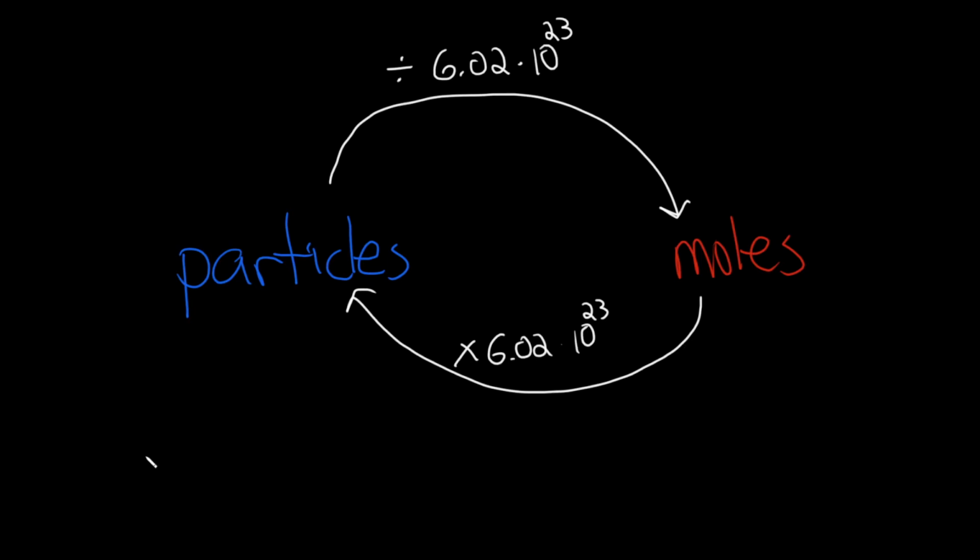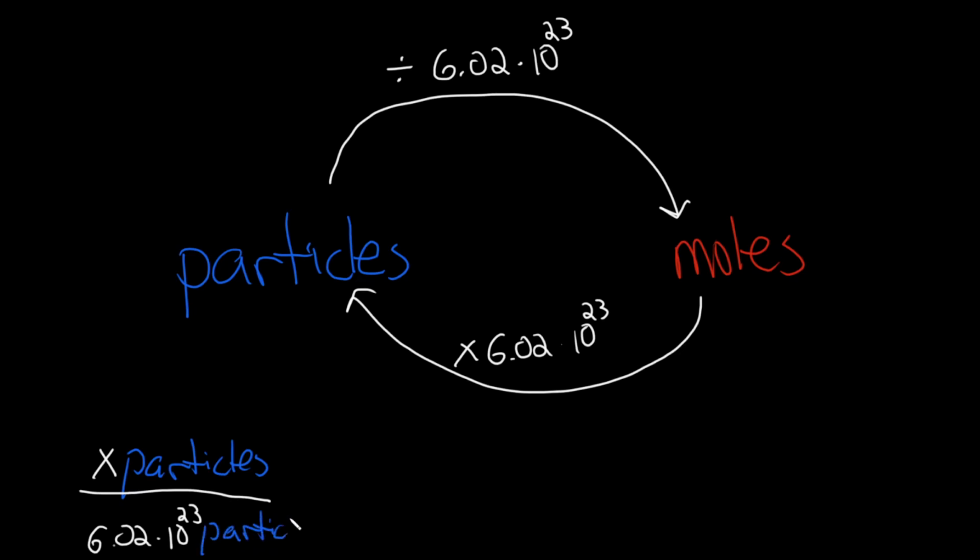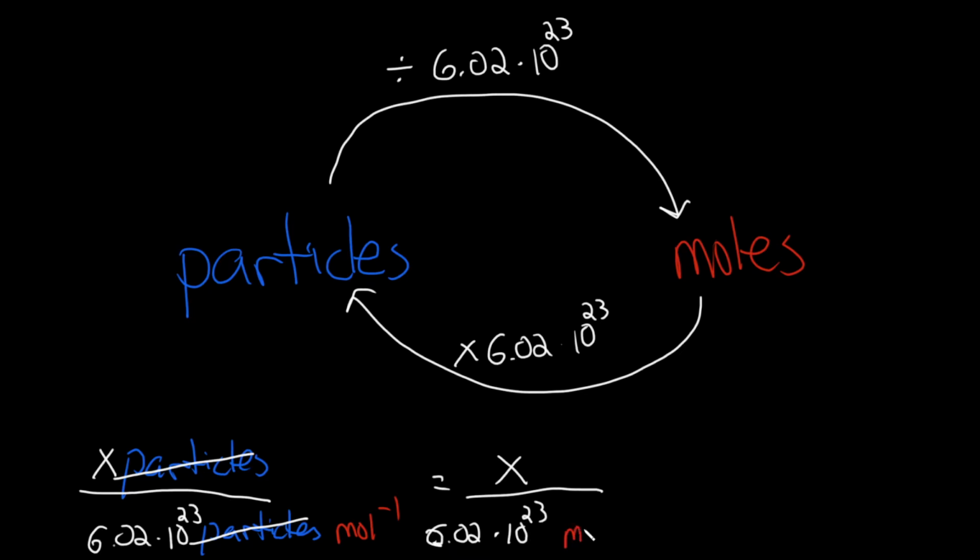To confirm that this is the case, we can consider the units again. So let's say we have x particles, and we want to see how many moles we have. So what we do is that we divide by Avogadro's number with the units particles per mole. So we see immediately that particles cancels out, and we're left with x over 6.02 times 10 to the 23rd per mole.